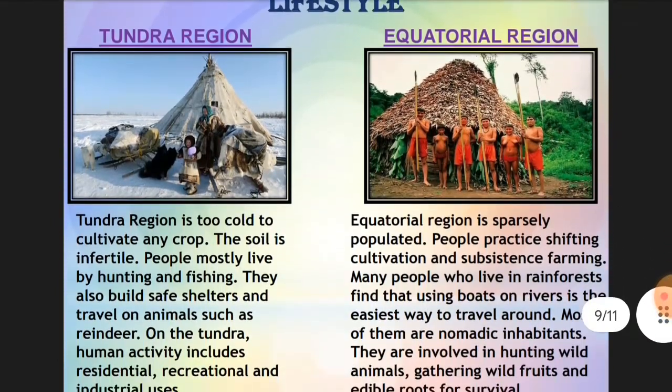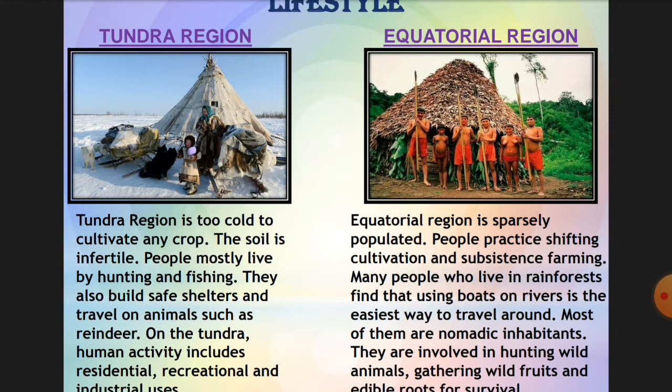The lifestyle of Tundra region is very different and difficult, though people surviving there have made their lifestyle a bit more settled. The soil is infertile, so people mostly live by hunting and fishing. They have built safe shelters and travel on animals such as reindeer. Human activity includes residential and recreational industrial uses.